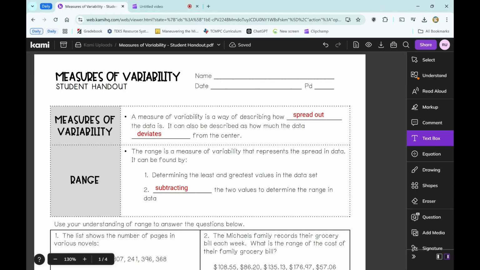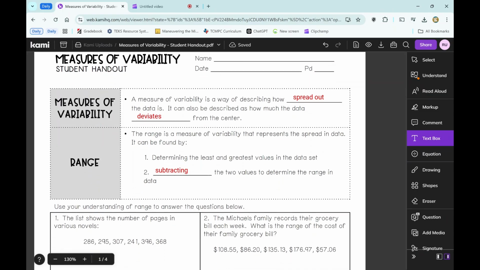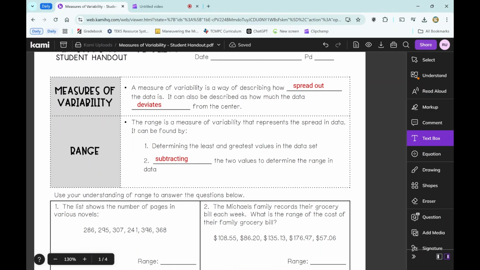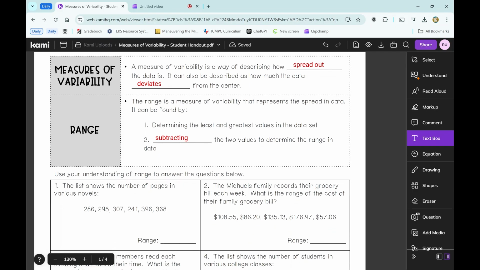So we're also going to be talking about range. Range is a measure of variability that represents the spread in data, and it can be found by determining the least and greatest values in the data set and then subtracting the two values to determine the range in the data. So we always have to put it in order first, and then we can subtract the data.